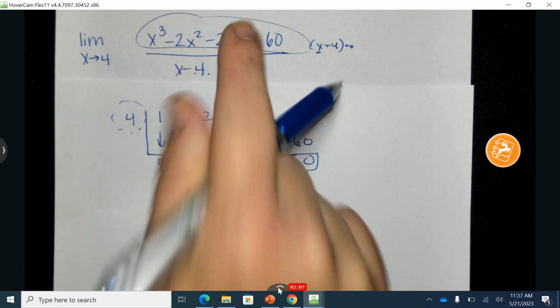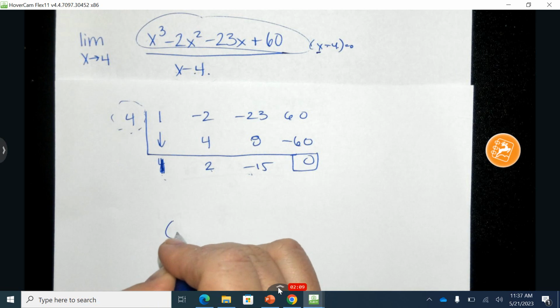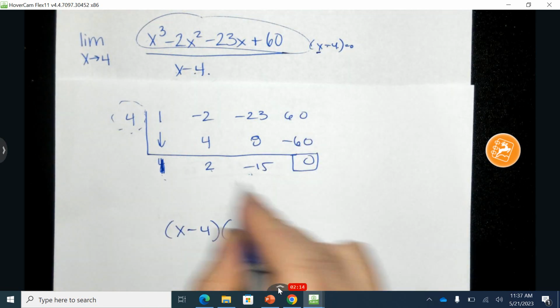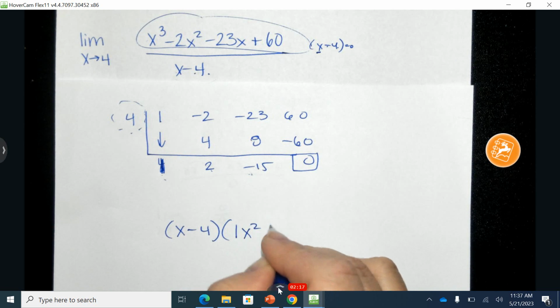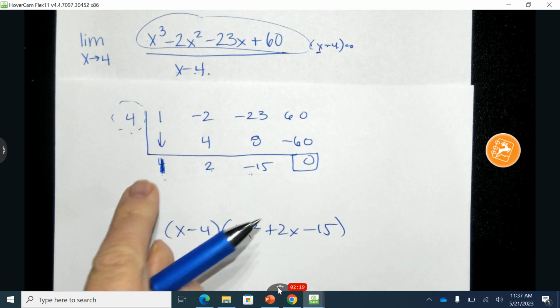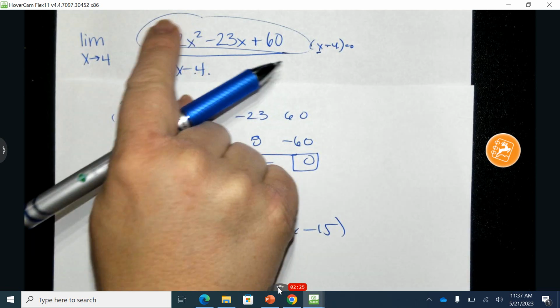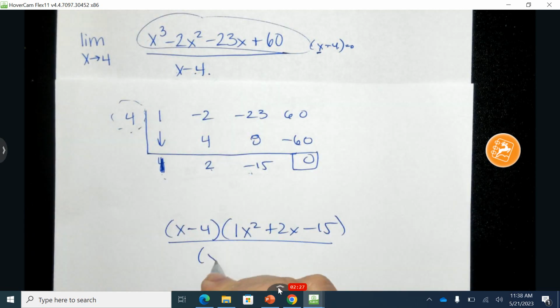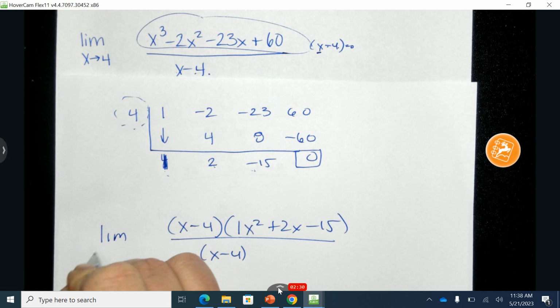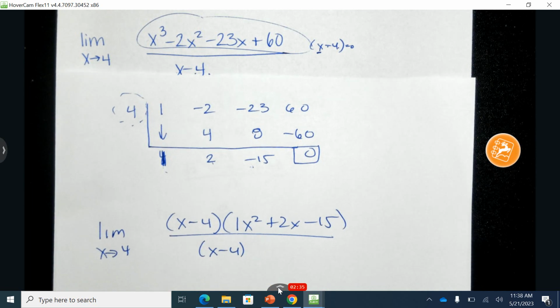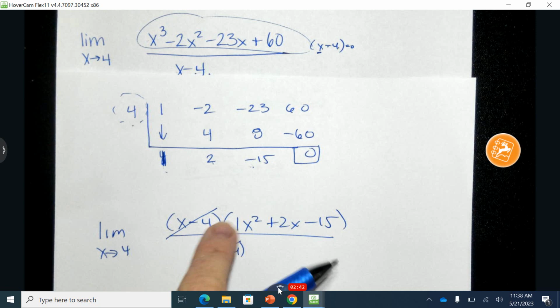So now I can come back up to this original function, and I can write one of the factors is x subtract 4. The other is 1x squared plus 2x minus 15. If I factored all of this out, if I distributed the x and the negative 4, combined like terms, this is what I would end up with. Now, why did we do that? We did this to allow us to evaluate this function as the limit approaches 4. Now, when I simplify, I'm left with 1x squared plus 2x minus 15, and now I can substitute back in with 4.